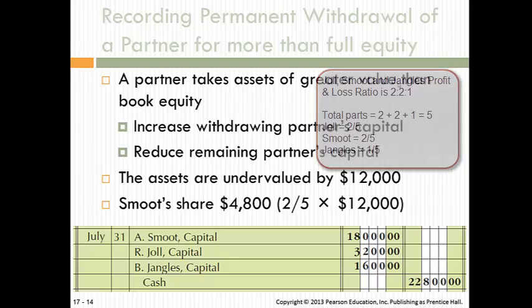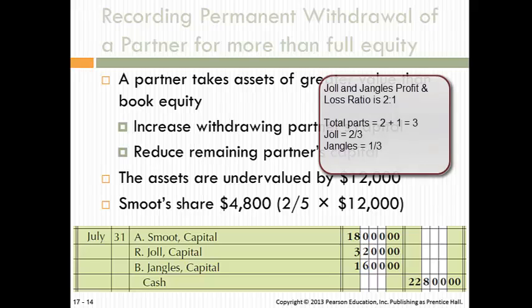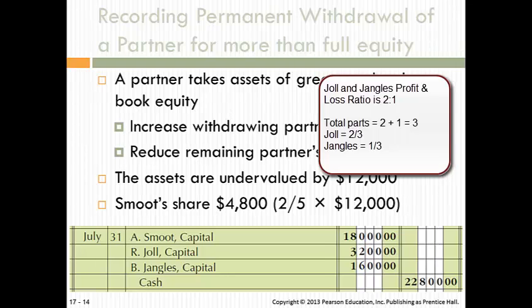So Smoot receives this as additional cash to retire from the partnership, and the $4,800 is allocated to Joel and Jangles according to the new profit and loss ratio after Smoot leaves, which is 2 to 1. I know that the example we just did was difficult.